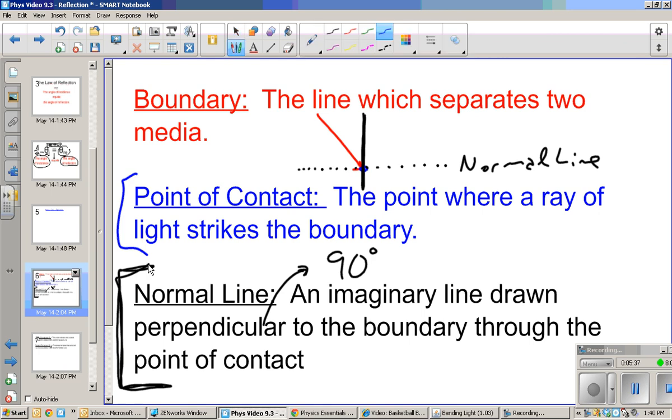My point of contact is this little blue dot right there. I wish I hadn't just drawn an arrow there because I don't want you to think that's a beam of light. And then this red line is, you know, your beam of light coming in. Okay?